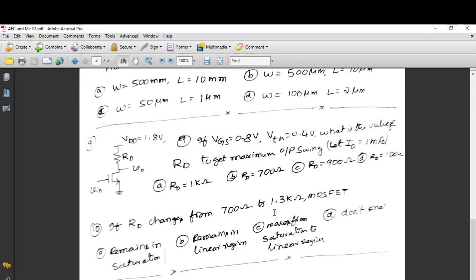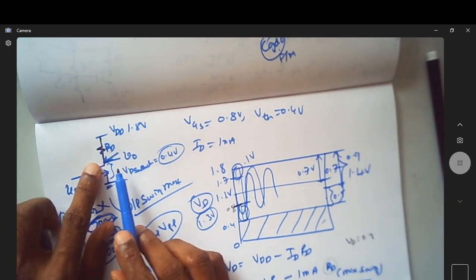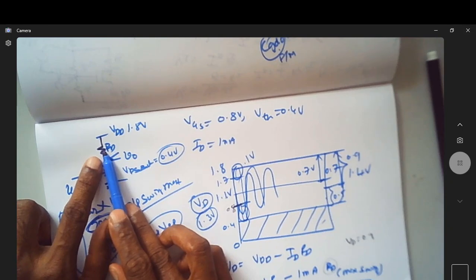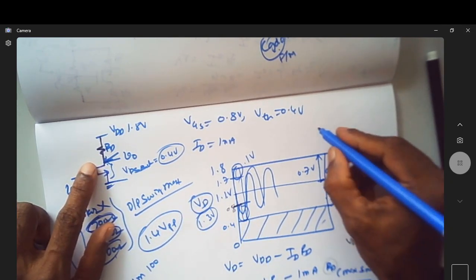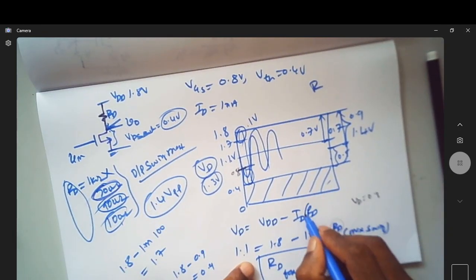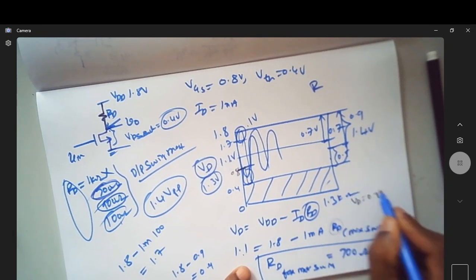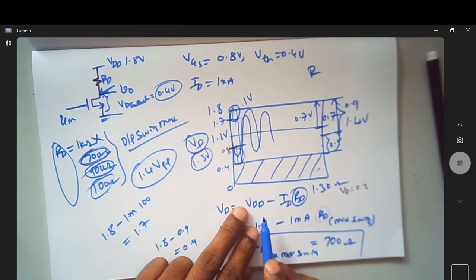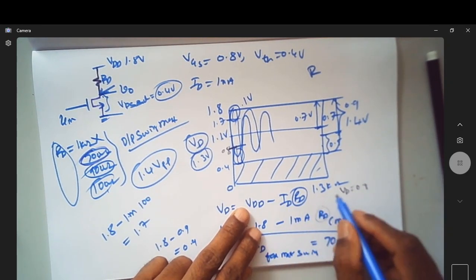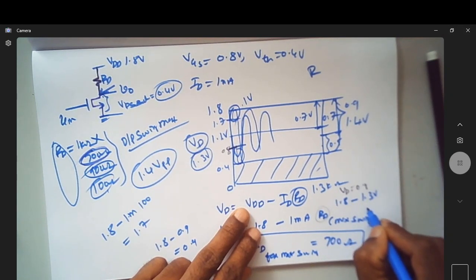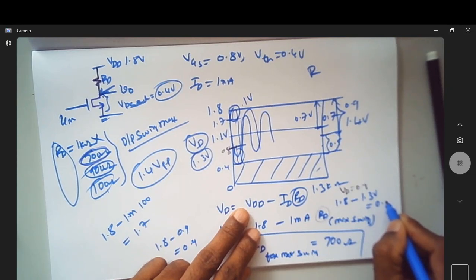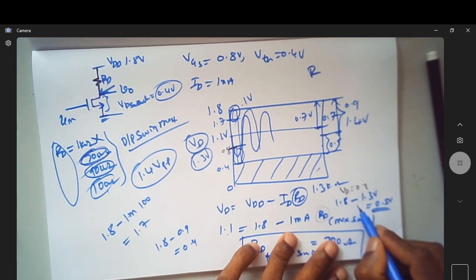Now let us see. Let us go back to the same circuit. Now we know that if the value of RD is changed, this voltage will change. Suppose the value of RD becomes 1.3 kilo ohm, then what is this? Assuming a current of 1 milliampere, is it not 1.8 minus 1.3 volt? Is it not 0.5 volts? This 0.5 volts is your VD.